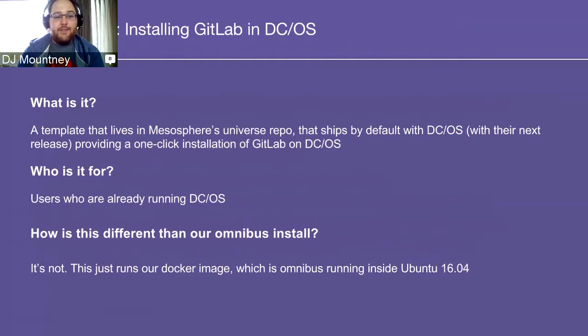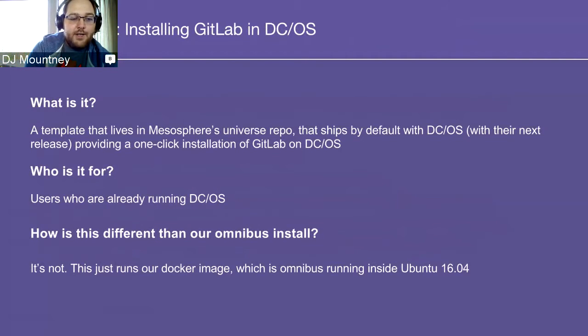We built a template that lives in Mesosphere's Universe repo, and that ships by default starting next release with DCOS. And what that means is starting on September 15th, which is when they release, anyone who's running that new version of DCOS will have basically a one-click installer for GitLab. And I say it's a one-click installer. In truth, it can install in one click, but on these platforms, GitLab usually needs to bind to a URL. So there's usually a configuration step where you have to put in which URL you want GitLab to run on. Technically, it would start up and run without it, but you wouldn't actually be able to reach it, so it's not very useful.